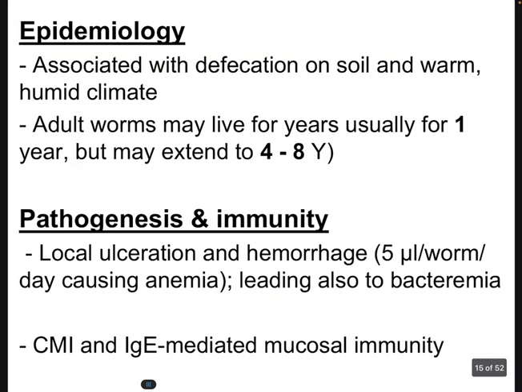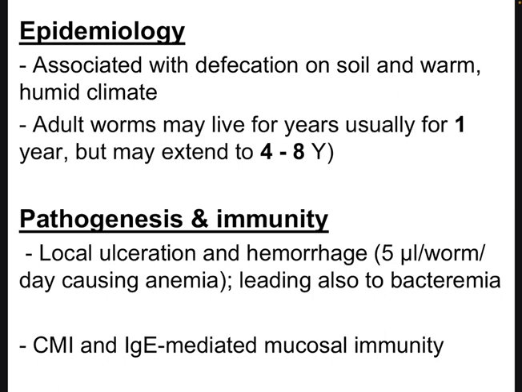Epidemiology: associated with defecation in soil, and it requires a warm and humid climate. The worm may live usually for about 1 year, but may extend for 4 to 8 years. Usually 1 year.